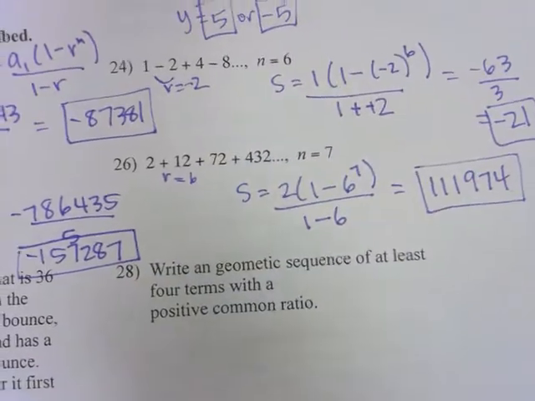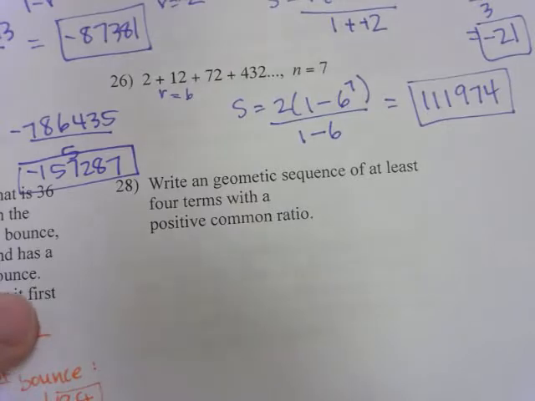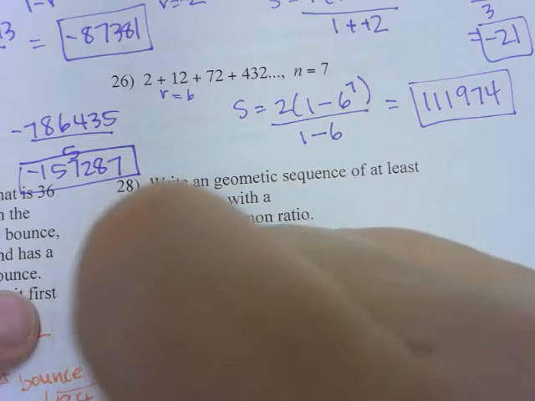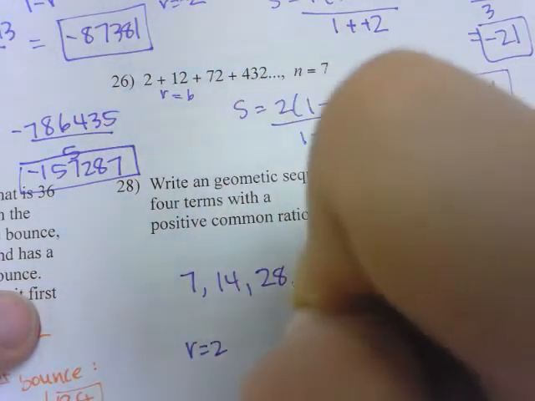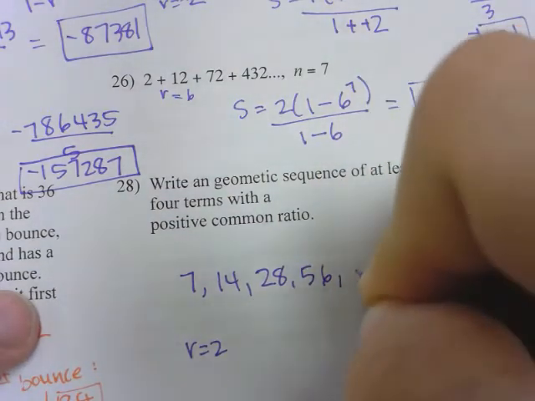Number 28. Write a geometric sequence of at least 4 terms with a positive common ratio. So if I'm doing this one, it just has to have a starting spot. Pick whatever number you want. It has to have a positive common ratio. It doesn't matter what it is. It just has to be positive and common. So if I said R equals 2, so 7, double it, double it, double it, and there's my 4th term.